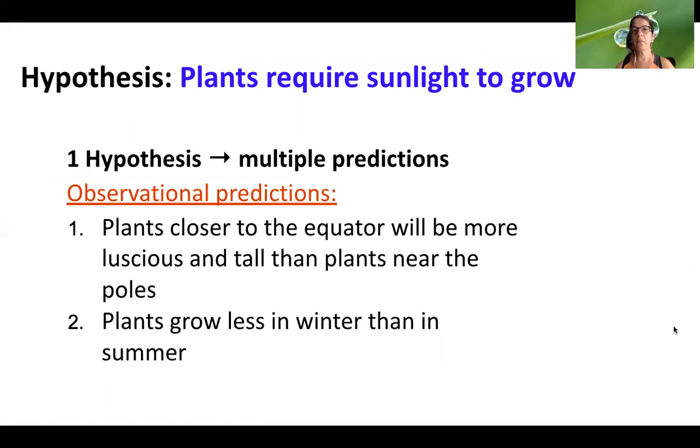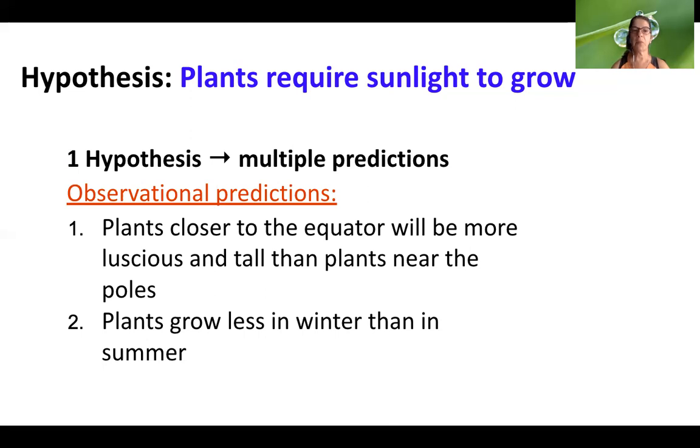Furthermore, I can also make observational predictions. Remember, we can collect data not only from experiments, but also from observations. So I can predict, if the hypothesis is true that plants require sunlight to grow, that plants near the equator are going to be really tall, really green, with lots of leaves. So they're going to be very luscious and very tall compared to plants that grow near the poles, the North Pole and the South Pole. Why? Because I know that the equator receives much more sunlight than the North Pole or the South Pole.